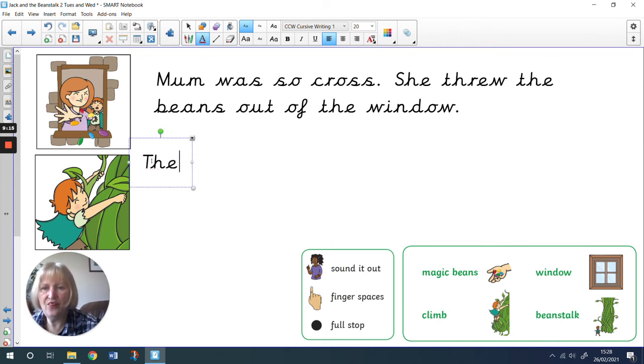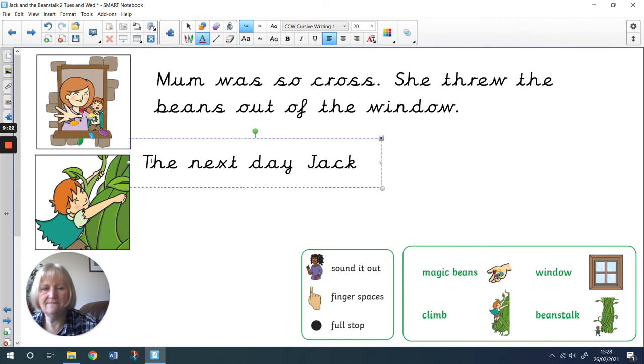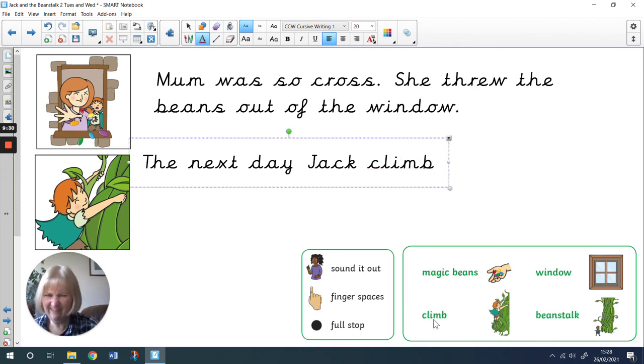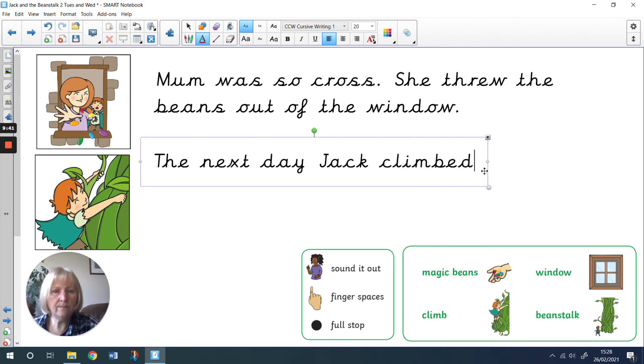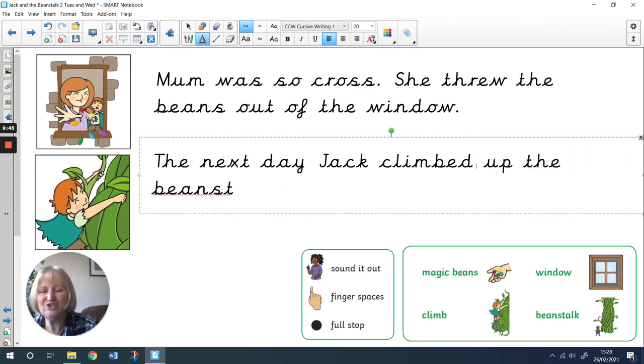Capital letter. The next day, Jack climbed. There's a word here to help me. This says climb. It's a C, an L, an I, an M and a B. Climb. Climbed. Oh, I need that suffix ED. The next day, Jack climbed up the beanstalk.